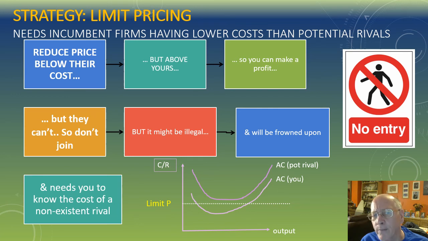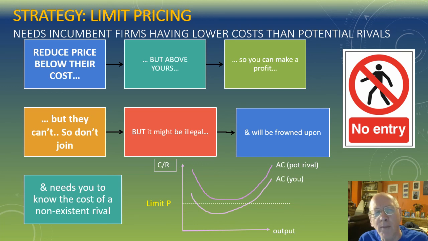So what you are doing is you are reducing your price so that you're not profit maximizing, but you are pricing below their cost so they cannot make a profit, but above your cost so you can make a profit. So you are limiting their desire and ability to join the market. Now, the cons are it might be illegal. I've not been able to find out the actual legality of this. It will definitely, however, be frowned upon by the competition authorities. Remember, they want a fair fight. They want a fight. They don't want you to keep potentially profit-making rivals out.